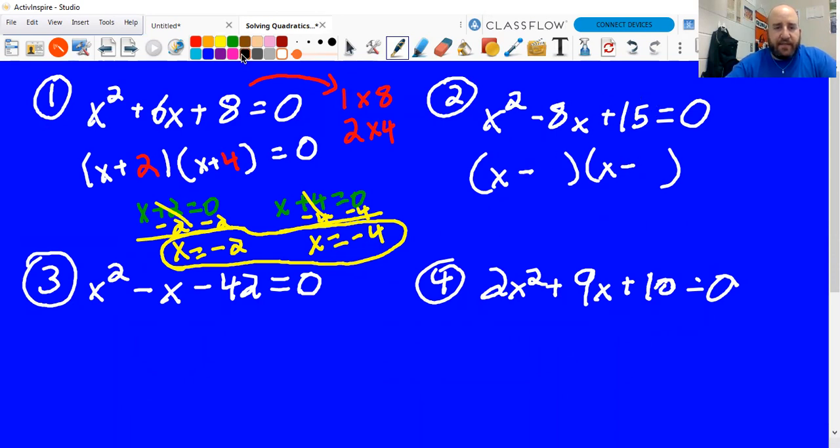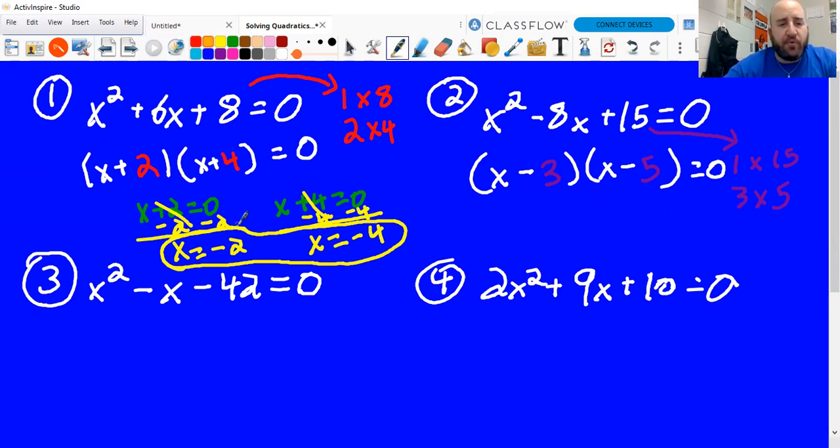What can I multiply to get 15 that adds up to give me 8? 1 times 15, 3 times 5. So I know I'm going to do 3 and 5. This is still set equal to 0. So I could do what I did over here. Set x minus 3 equal to 0, x minus 5 equal to 0, and solve.